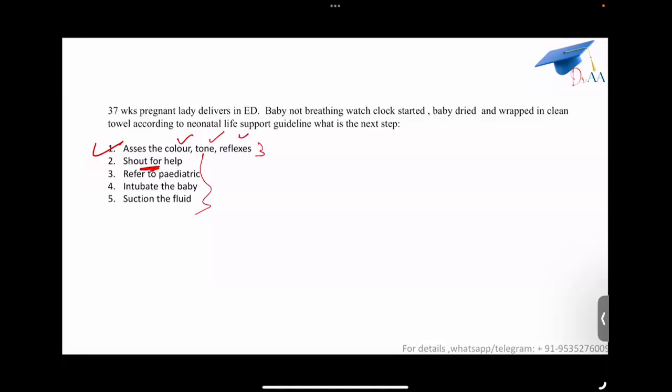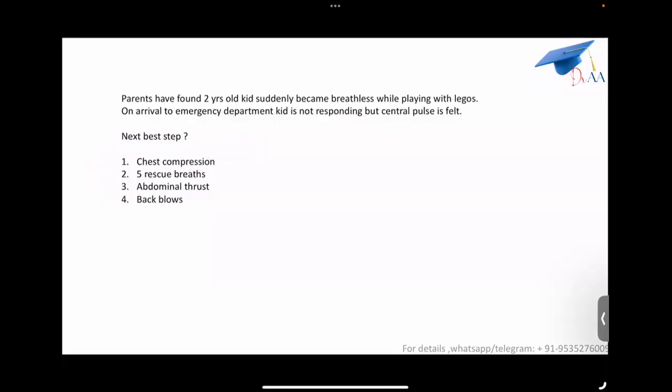Shout for help is not done anytime in neonatal resuscitation. Usually one person should be sufficient to resuscitate a neonate, if not 2. You need not require many people to resuscitate. If you see during deliveries, usually a single neonatologist will resuscitate with the help of one nurse. That's the reason we don't usually call for help during neonatal resuscitation.